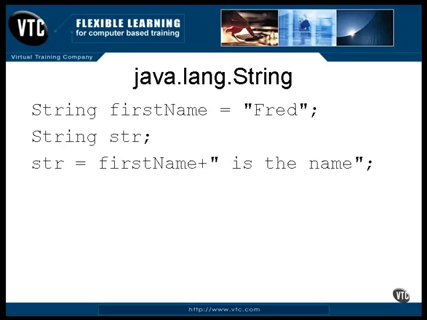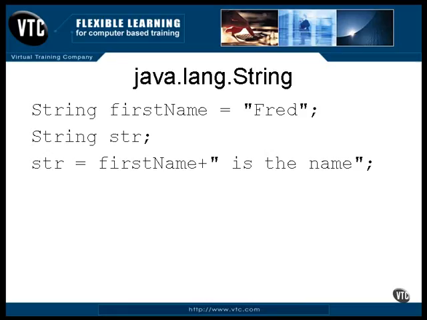Look at this code. The string reference first name is constructed and holds the characters FRED. The second reference is created and holds nothing. In the third line of code, a new string object is created by the plus sign. It's made up of the contents of the first string and the new string created from the quoted line. The address of this new string is then stored in the reference.